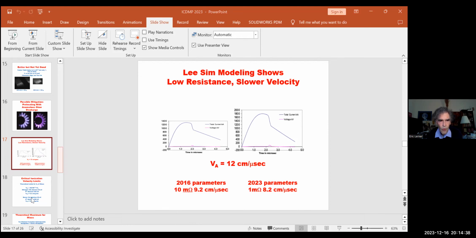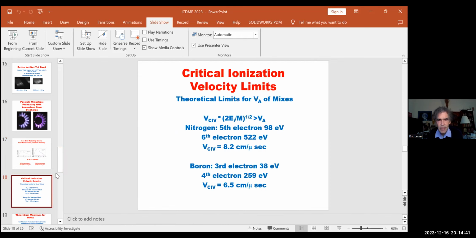Well, one of the things that we have to consider theoretically is the critical ionization velocity limit for anything other than deuterium or hydrogen. If you have multiple electrons, you have the problem that the inner electrons are more tightly bound. So for example, with nitrogen, which is our mixing gas, the 5th electron can be ionized with only 98 electron volts, but the 6th electron takes 520. So that's a CIV velocity of 8.2 centimeters per microsecond.